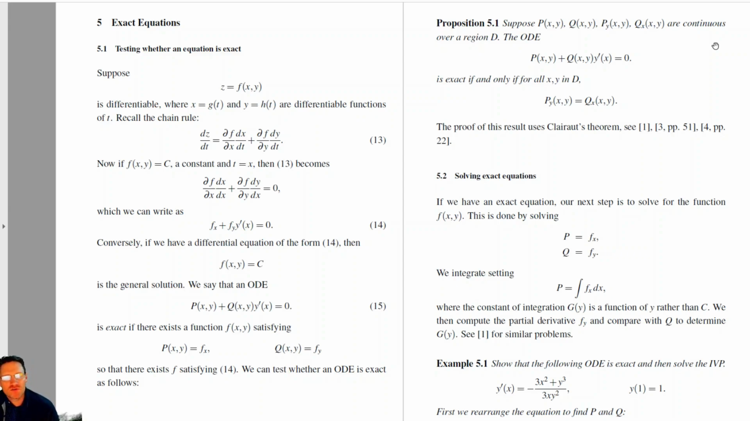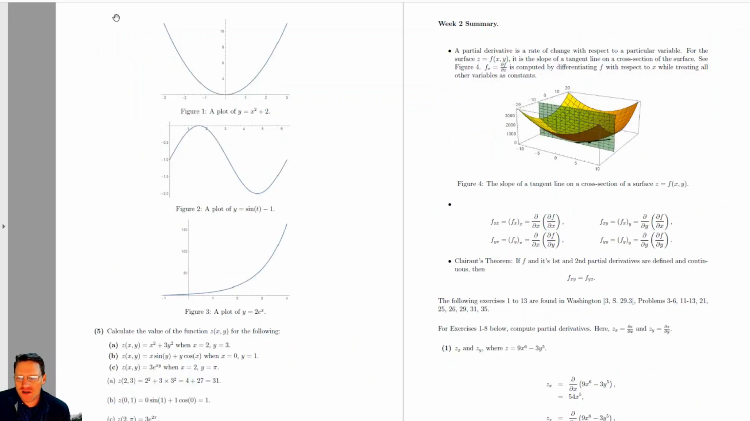If you need a proof of this, it's in just about most books on differential equations. It follows from Clairaut's theorem that we learned in Math 201, which is right here. If f and its first and second partial derivatives are defined and continuous, then f subscript xy is equal to f subscript yx, right?